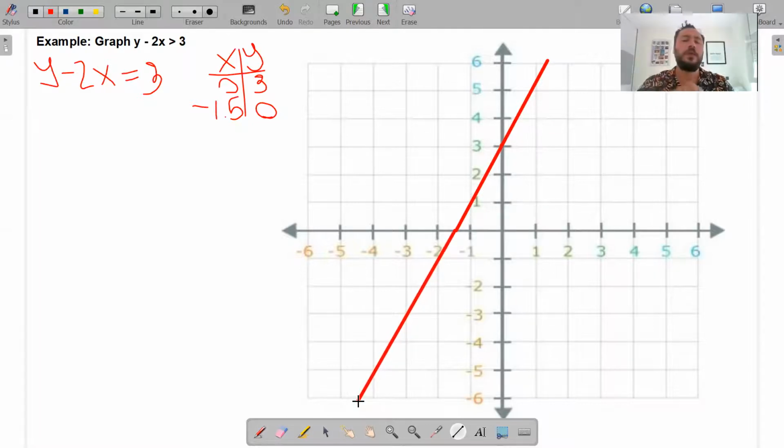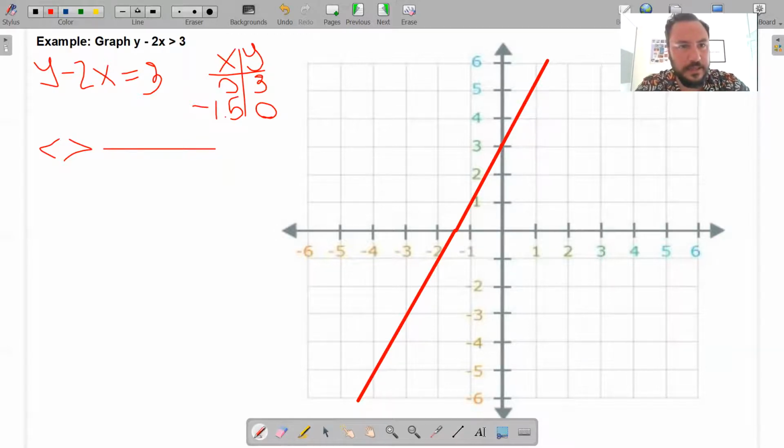Okay. And that's the first step. It's the same one as for any equation. But now what we need to see is the inequality part. The first thing we need to check is the type of line. As we were saying before, if your inequality is with a less or greater sign, your line will be dashed.